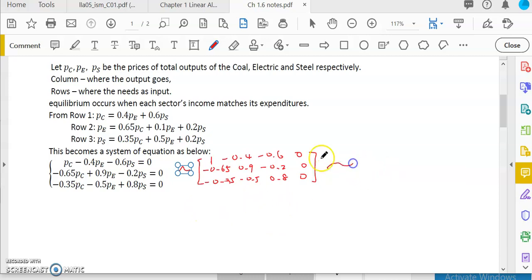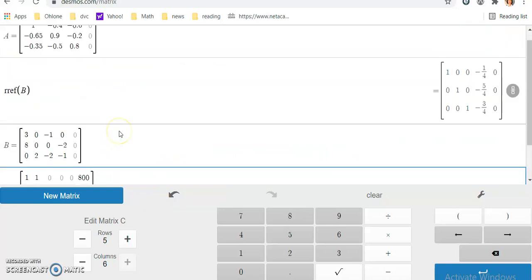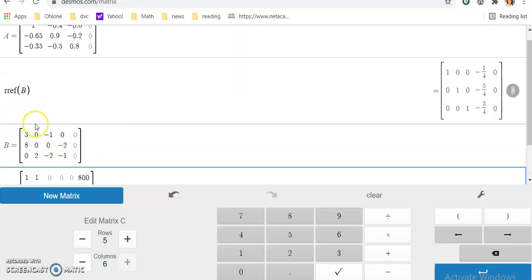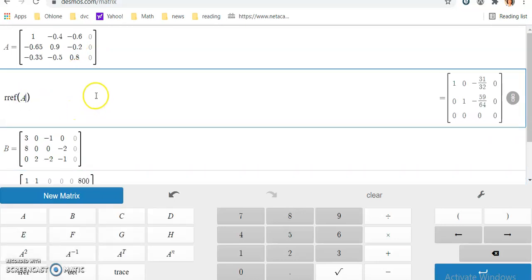And then you row reduce. I put it here already. So if I row reduce A, it becomes like this.